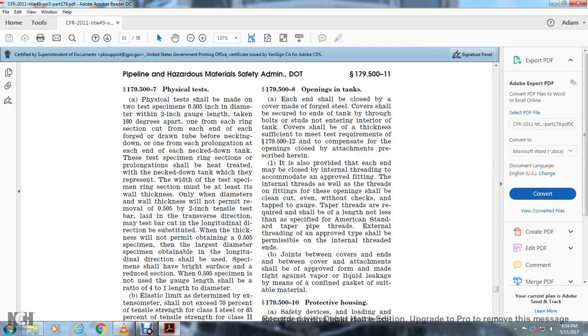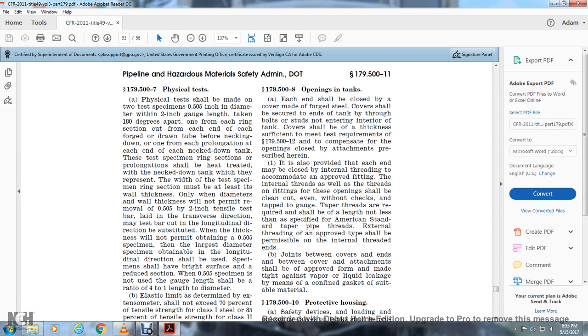179.508 Opening in the tank. Each end of the tank shall be closed with a cover of forged steel, secured to the end of the tank by through bolts and not entering the interior of the tank. The cover shall be of sufficient thickness to meet the test requirement of 179.512, to compensate for the opening, and to close with the attachments prescribed herein.